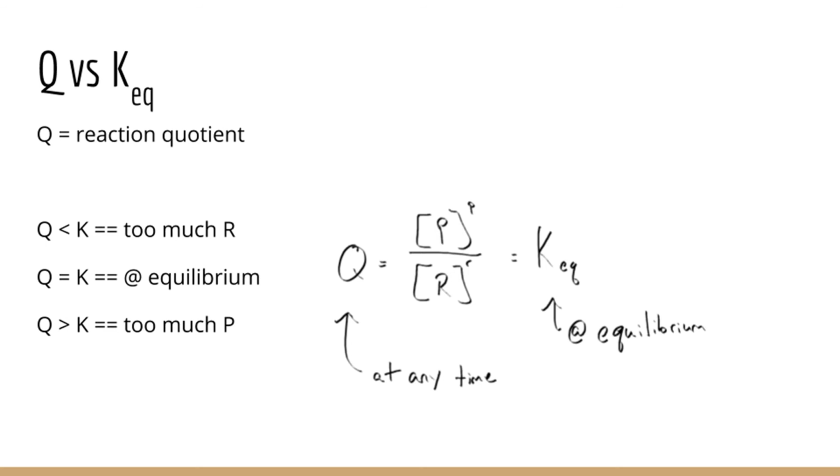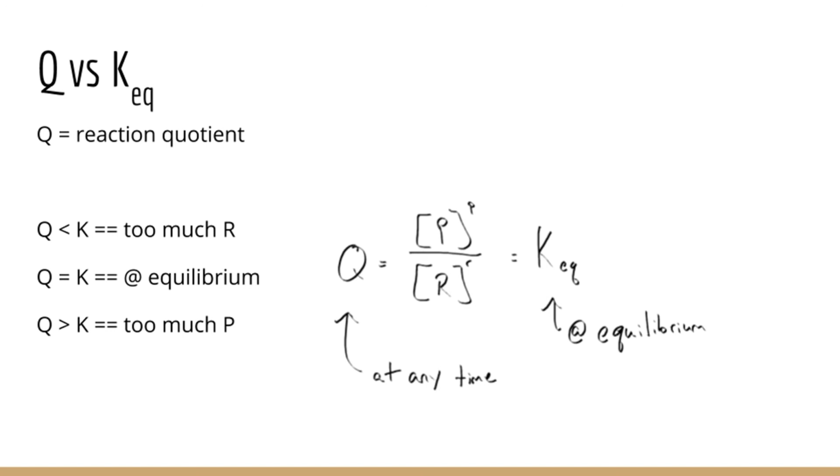Q is the reaction quotient. You calculate it the exact same way as you would the equilibrium constant. The difference is that Q is anytime, K is only at equilibrium. So then you can compare Q to K.